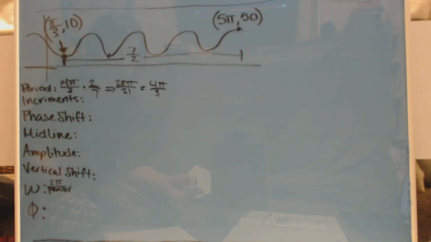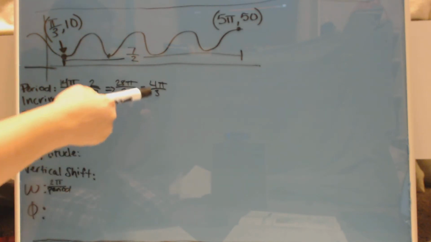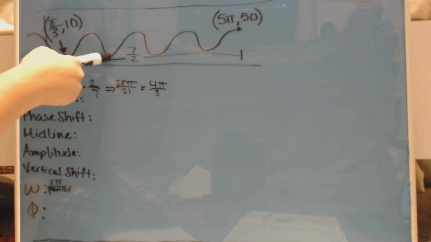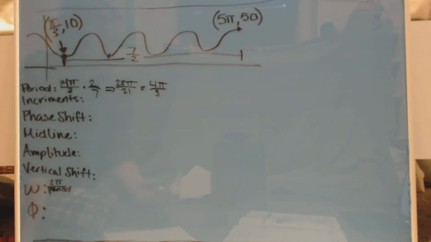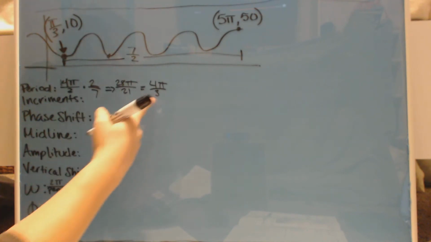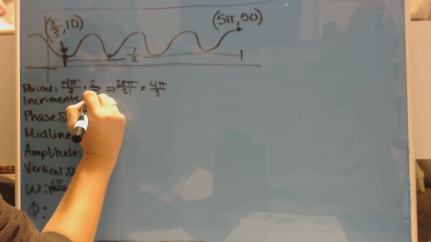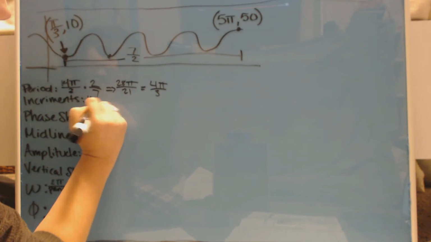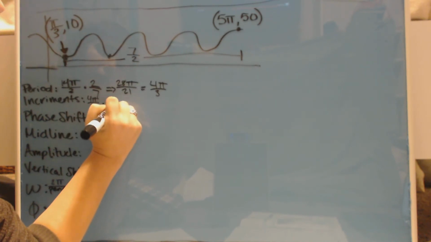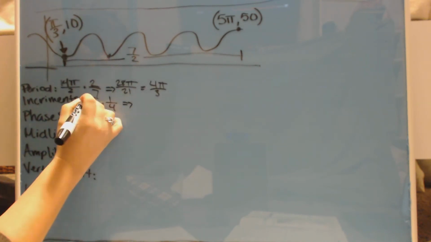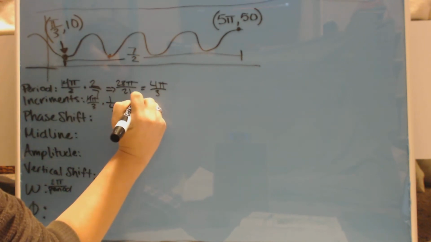Once we have that done, we have our period, and we need to find the increments of each of those periods. So we take our period, 4 pi over 3, multiply it by 1/4, and that ends up giving us pi over 3.